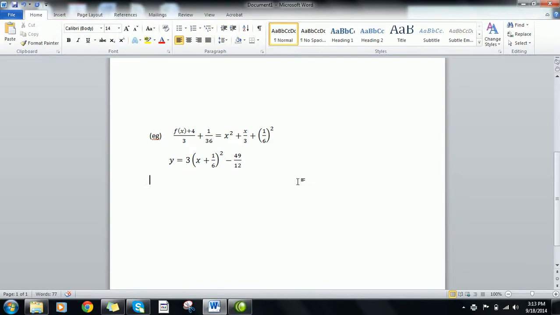Not the easiest way to break it down and put it back together, but that's the way I like to do it. Are there other ways? For sure. And again, now it's in vertex form, this function. The 3 just makes it shoot up a little faster, makes it thinner than if the 3 were 1. And my vertex is negative 1/6, negative 49/12. So that's about as messy as it will get.